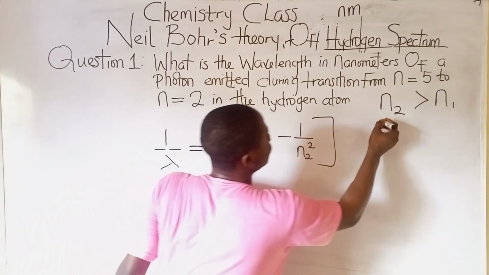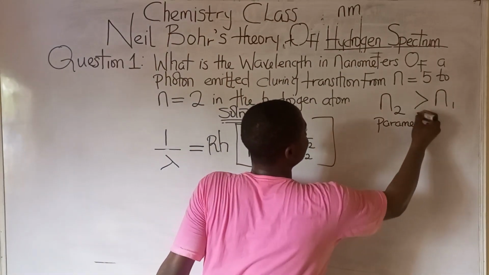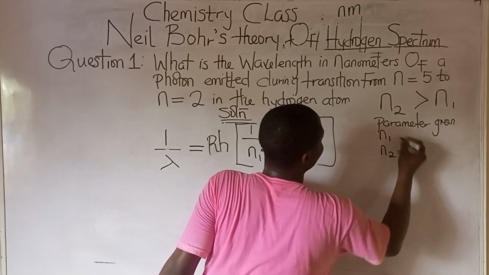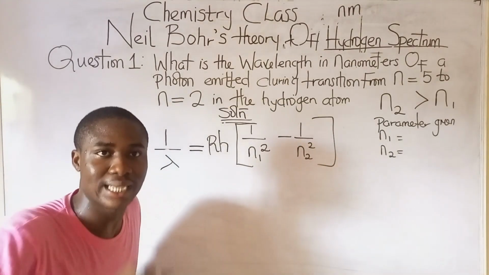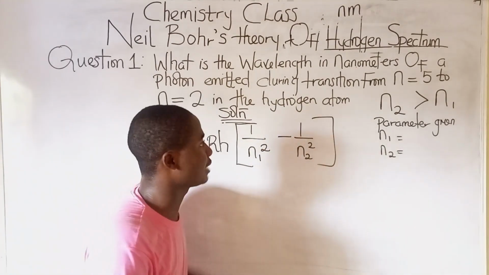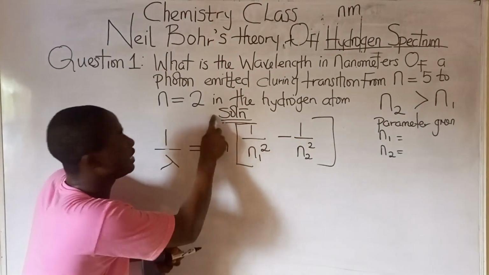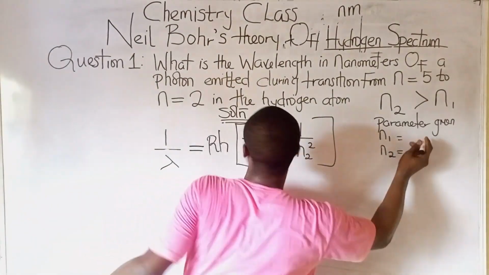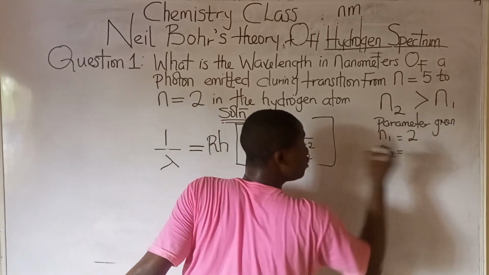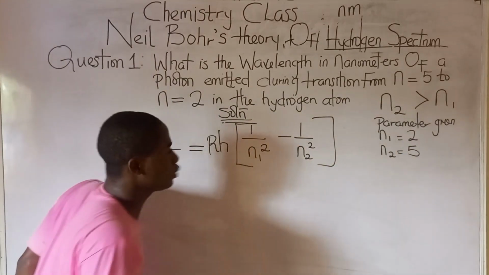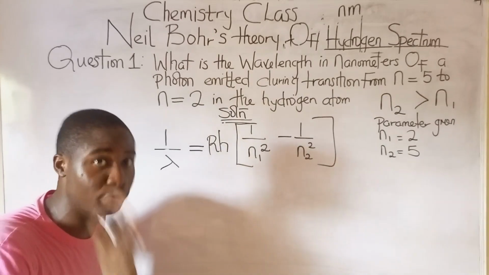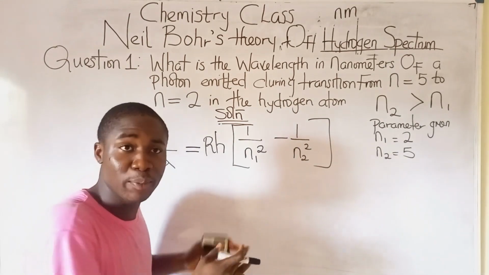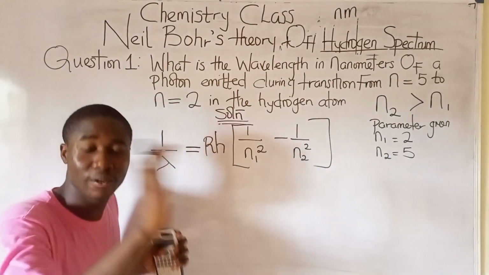What were the parameters given? The n1 value and also the n2 value. And I said that the n2 value is always greater than the n1 value. The n1 value is basically the smaller number, while the n2 value is the larger number. So what's the n1 value here? 2. And what's the n2 value? 5. So with this note, I believe you can input and start solving carefully. Make sure you are with your calculator.